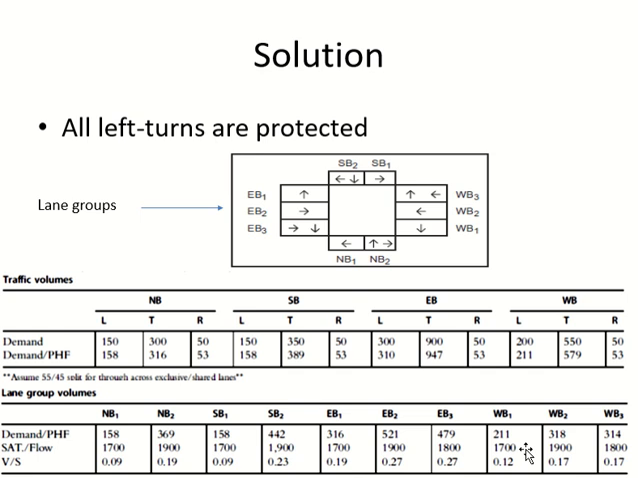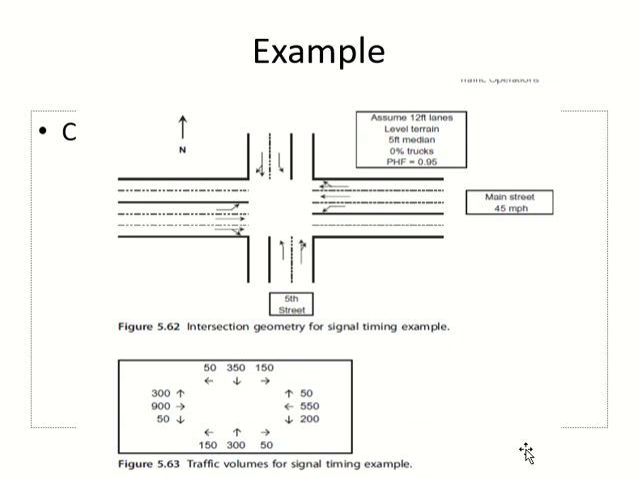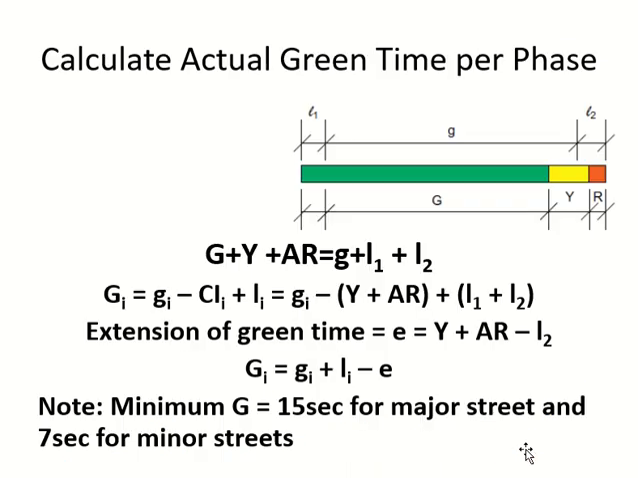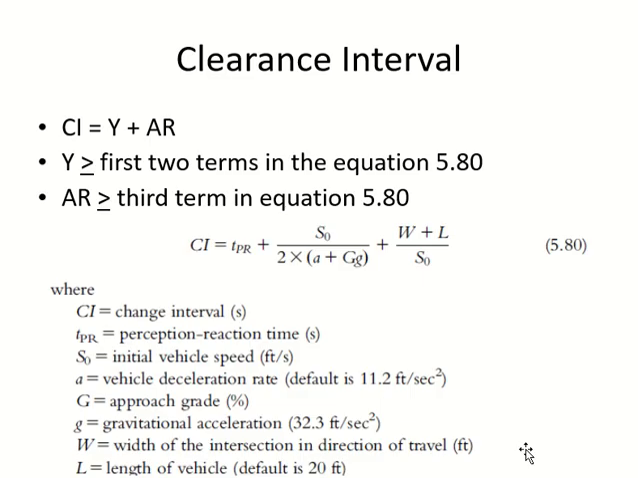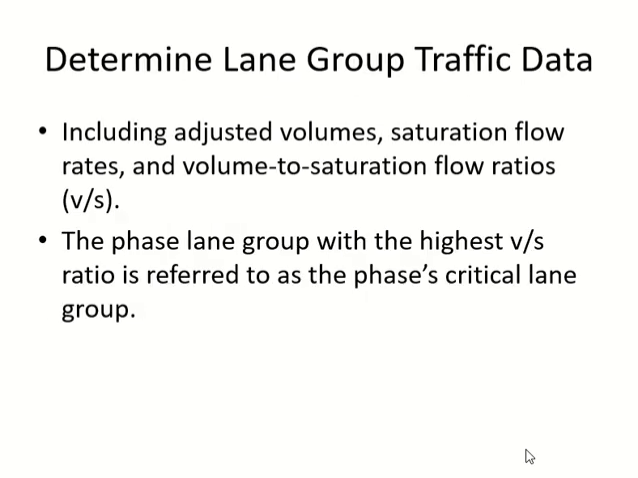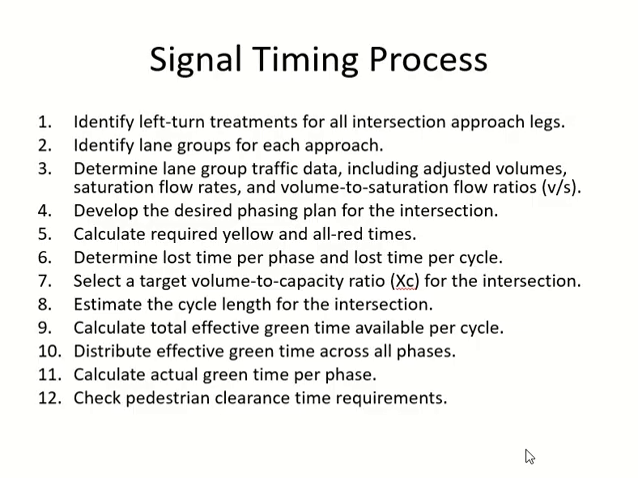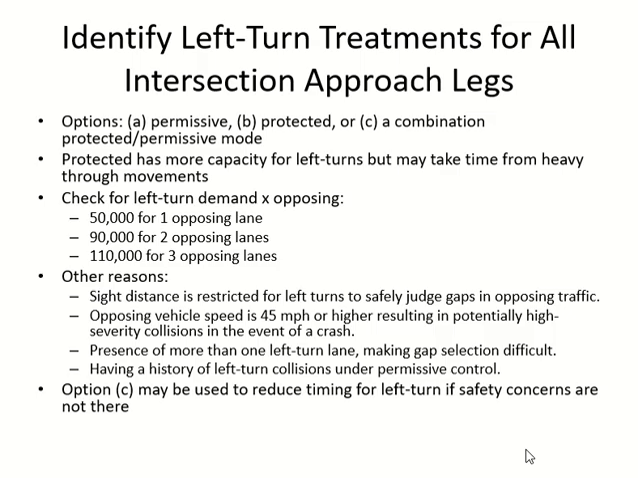The first thing we need to check is if the left turns are protected or permitted. Now here they say the left turns are protected, and the reason is: if the road has a speed of 45 miles per hour or higher, then you should make the left turning protected.